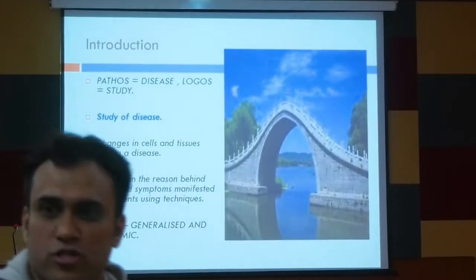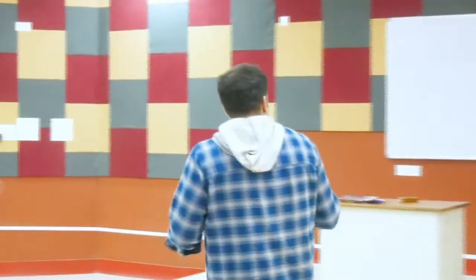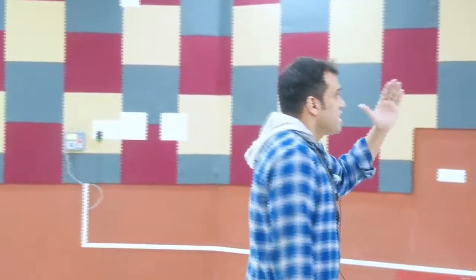So what is pathology? Pathology is basically the study of diseases. Patho means diseases, logos means study. So what we do here? What changes take place in pathology? It's basically the changes in cells and tissues that happen during a disease: the morphological, the biochemical, the structural changes that take place in cells and tissues during a disease.